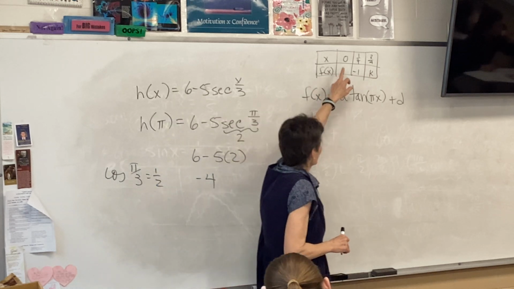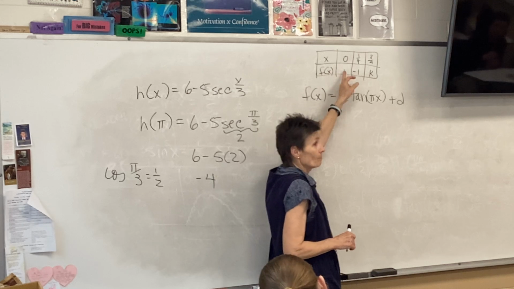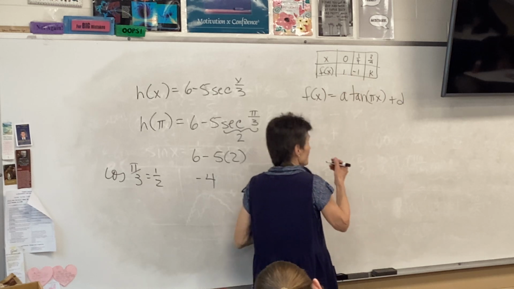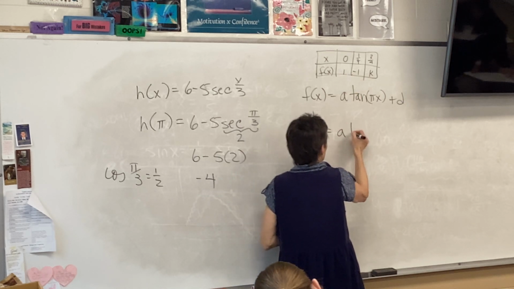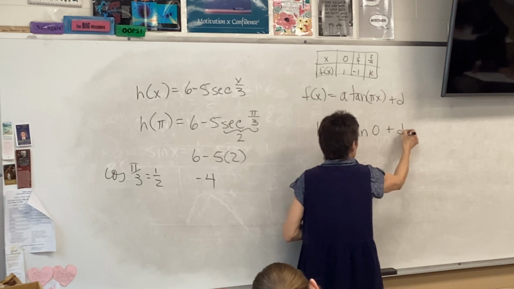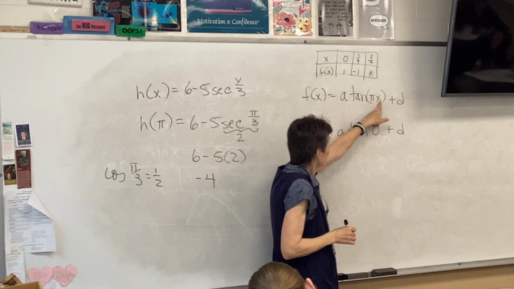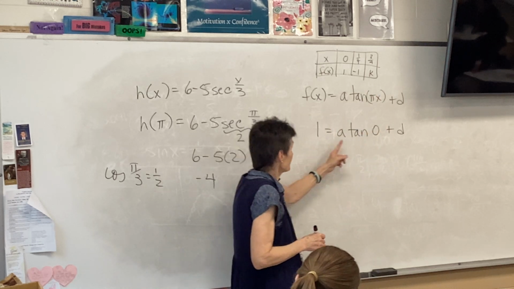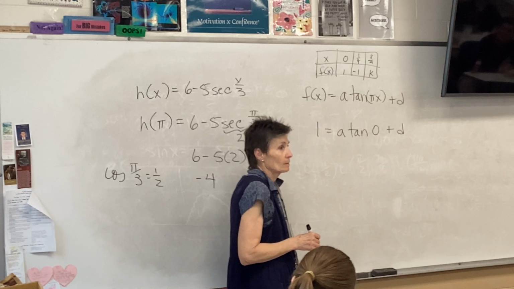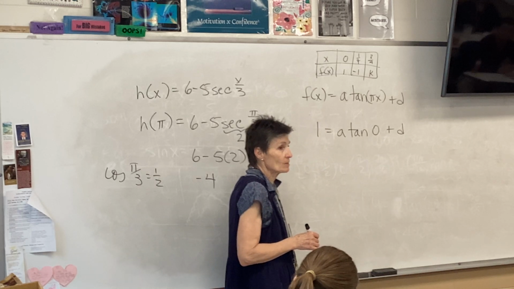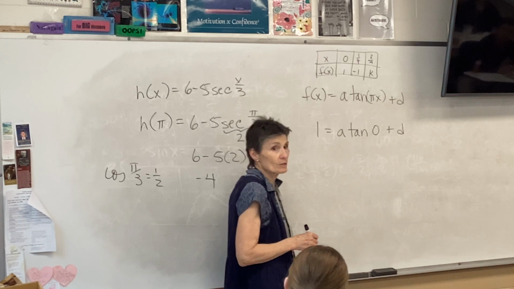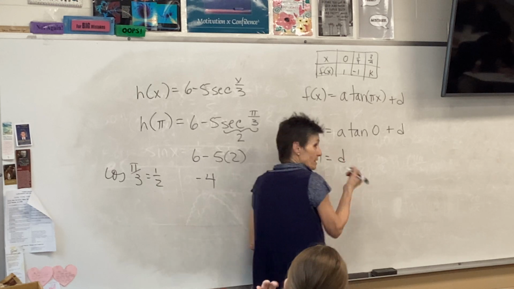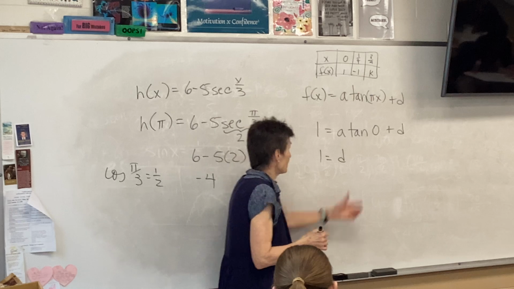Now, what does this mean right here? If we put in 0, we get 1. So let's do that. Let's put in 0 and get 1. Okay, what's the tangent of 0? Think of your unit circle. Tangent is y over x. Tangent of 0 is 0. So doesn't this literally say 1 equals d? Because that's 0.